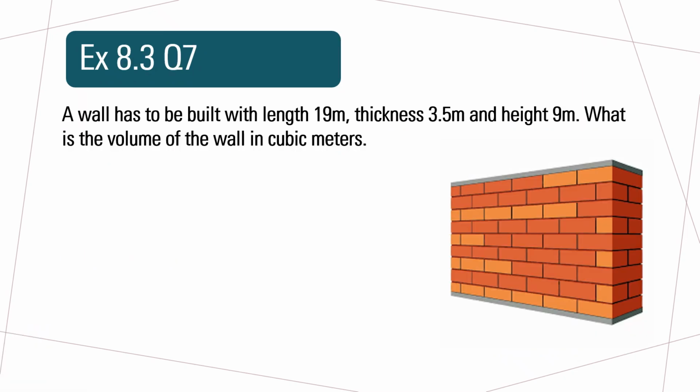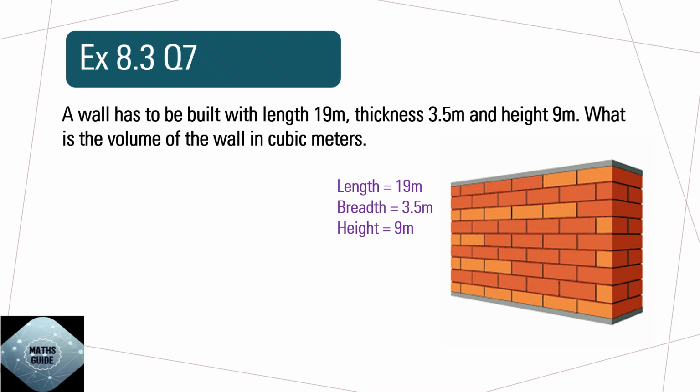Now question number 7. A wall has to be built with length 19 meter, thickness 3.5 meter and height 9 meter. What is the volume of the wall in cubic meters? We have been given 3 dimensions, length, breadth and height, and we have to find out the volume of the wall. It is very clear in this question that it is about the volume of a cuboid. So let's write down the value of the 3 dimensions. Length is 19 meter, breadth is 3.5 meter and height is 9 meter.